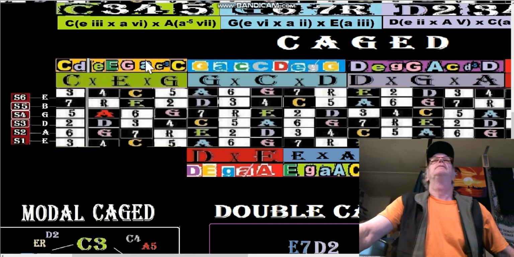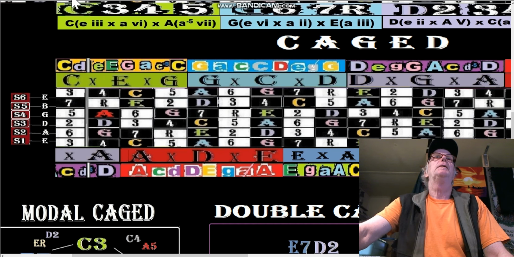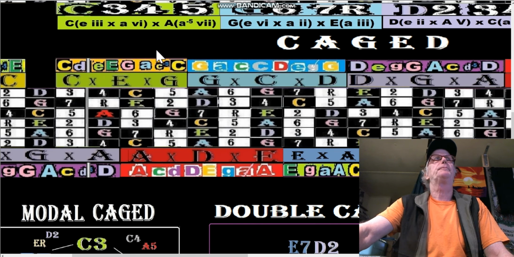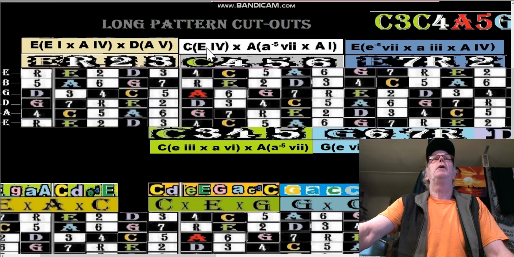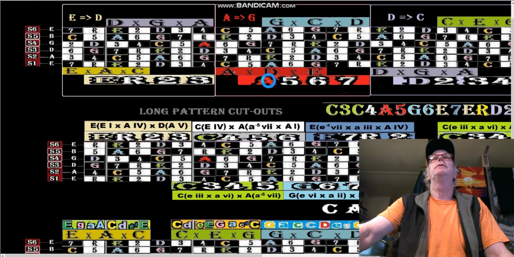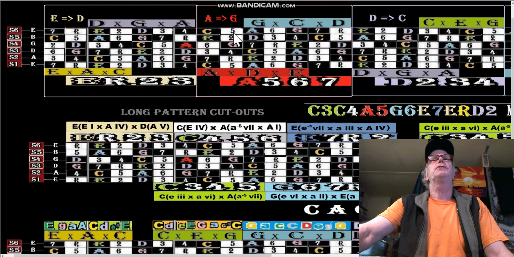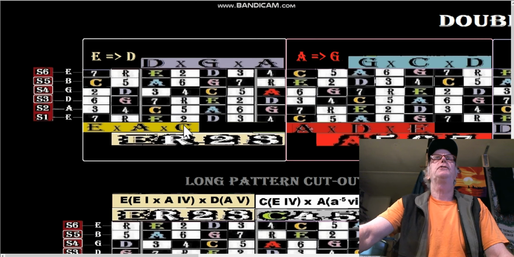So let's back up the things we've done to the chart and move along here. I guess we want to talk about the long pattern cutouts. I want you to see that these are long cages, and you can substitute those pentatonics. So you would substitute the pentatonic for E, A, C. It's going to be the same thing. It should be. So let's just look at it.